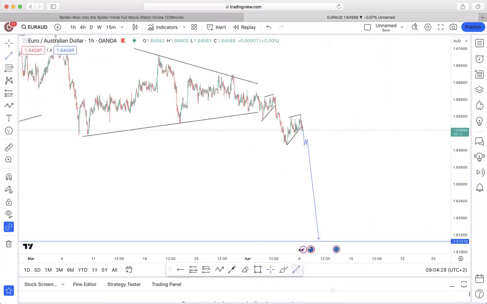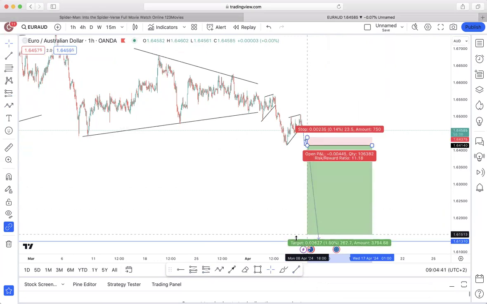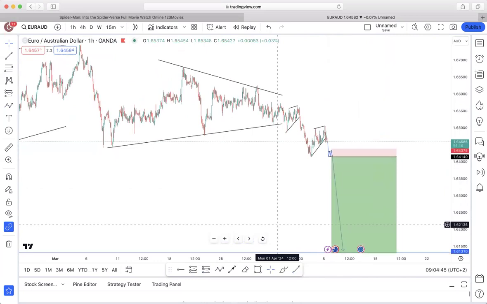So this is how we are looking at executing ourselves to the downside. So this is it on Euro AUD.